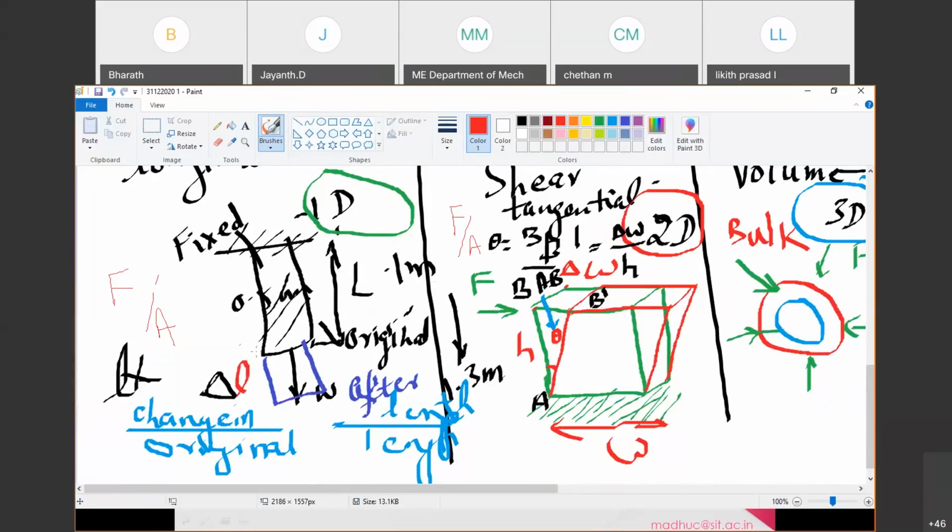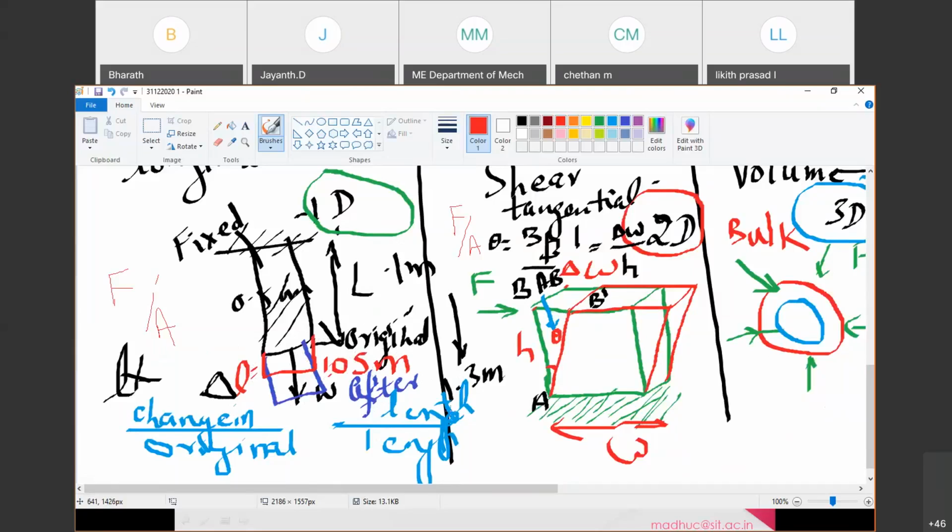Your material may not come to its original size, but it may have some kind of deformation. So this is what we call the change in length. For example, instead of 1 meter, this may be 1.05 meter. If it's 1.05 meter, then there is a change of 0.05 meters. This is what we call the change in length.